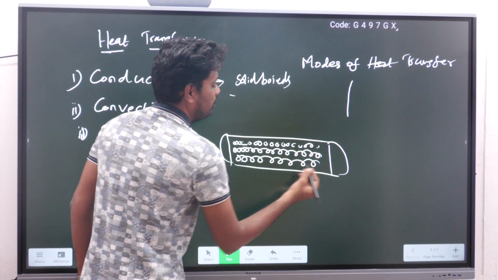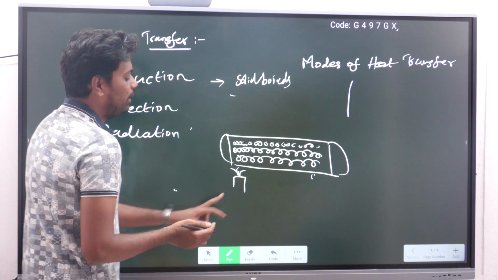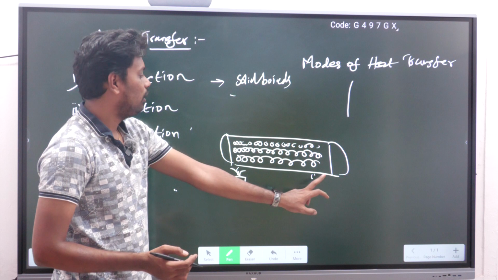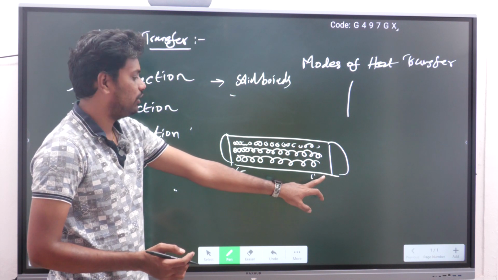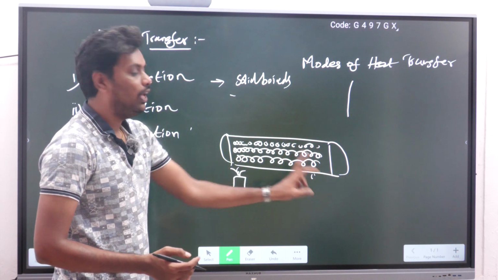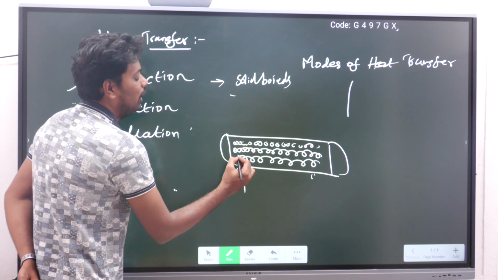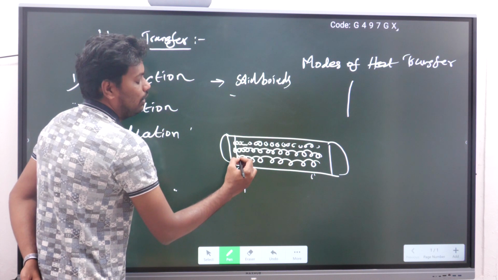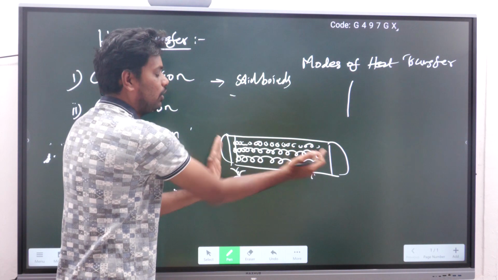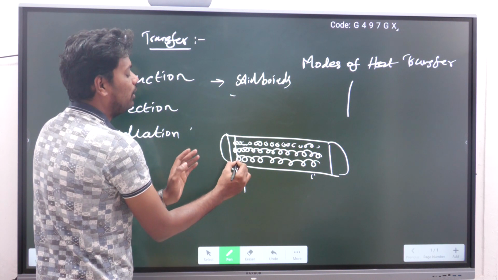Suppose I heat this steel rod at one end, supplying heat here. Then the heat will transfer from this end to that end. As we already discussed, heat will always transfer from the higher temperature region to the lower temperature region. In conduction, when we heat this rod at one end, these molecules will start to vibrate. They will not move from their place to another place, because they are closely packed. Instead, they vibrate from their place at some high amplitude.